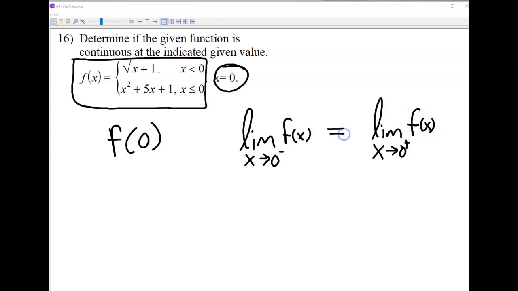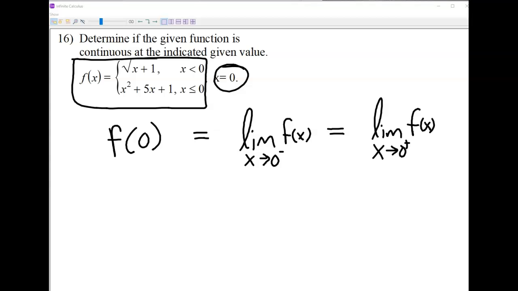And those two limits need to be equal, which means the limit exists. And furthermore, not only does the limit need to exist, but also the limit value needs to equal the function value at that point. So basically, we need to find f of 0, we need to find the limit from the left and the limit from the right, and all three of those things need to come out to equal the same thing. If they don't, then my function is not continuous at that point.